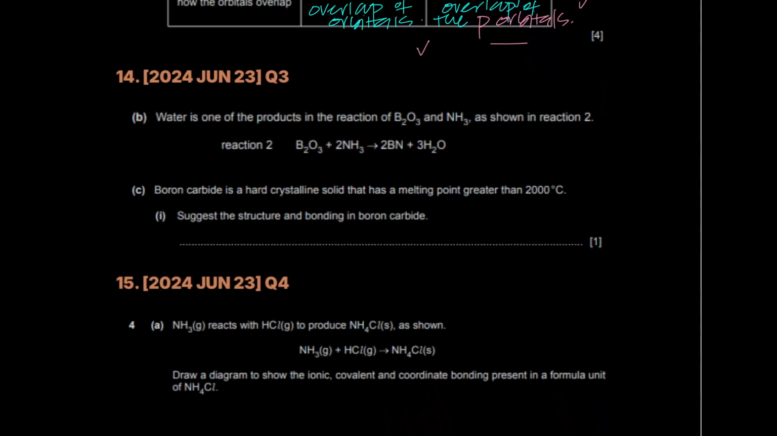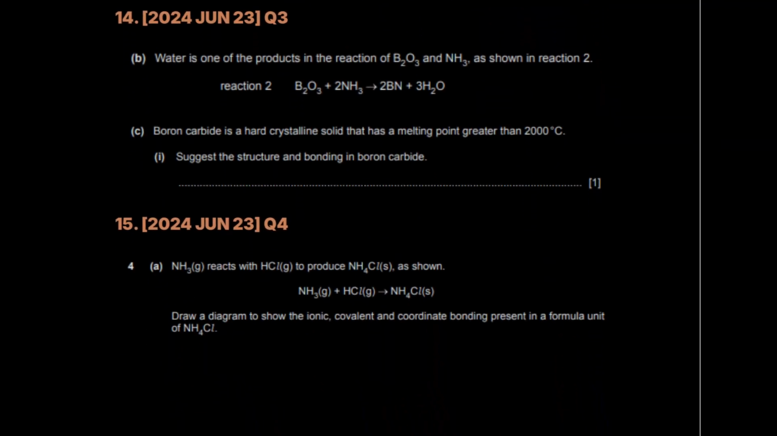Easy peasy lemon squeezy. Water is one of the products of B2O3 and NH3 as shown in reaction 2. Do I need to know this? No, absolutely not. Boron carbide is a hard crystalline solid that has a high melting point. Oh, hard solid, and it's a non-metal bonded to non-metal, high melting point. Gives me a giant molecular vibe right here. Suggest the structure of bonding in boron carbide. Absolutely, it's giant molecular.